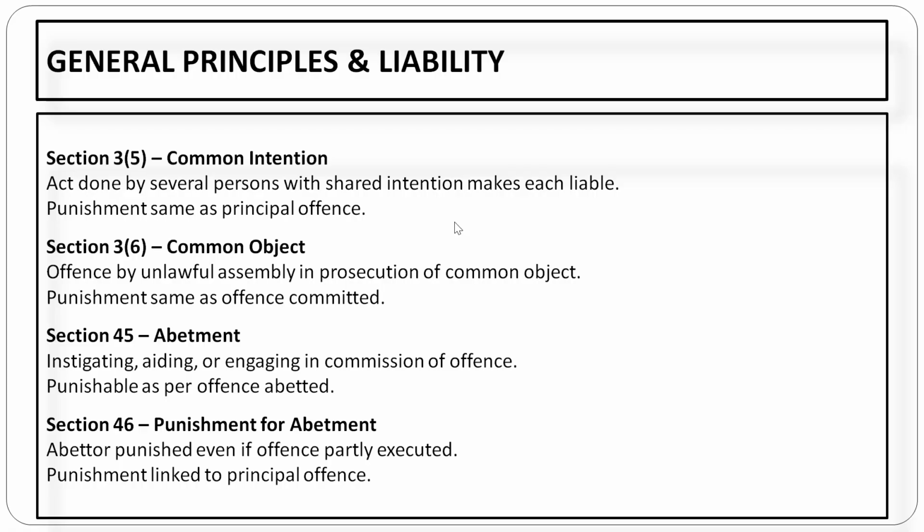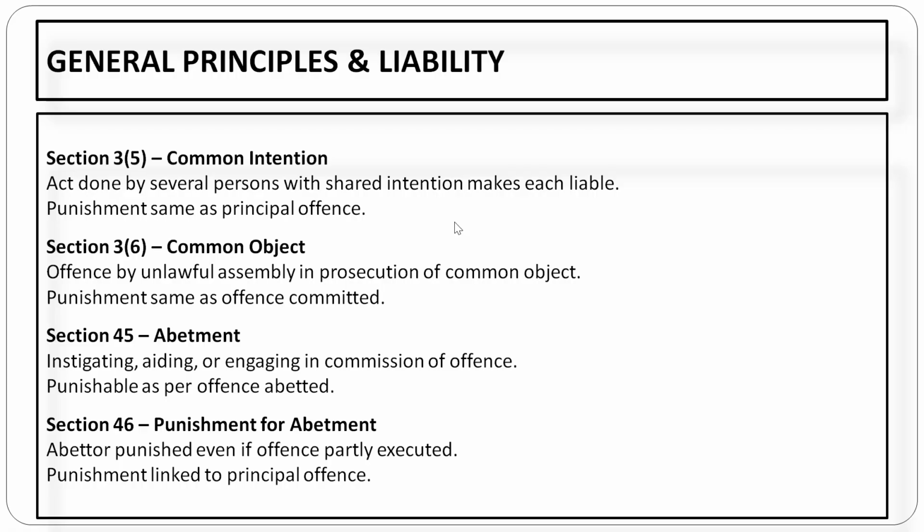The next one is section 3 clause 6. It talks about common object for an unlawful assembly. If a crime is committed by any member of the group in pursuit of the common object, then all members become responsible. It is not necessary that everyone took part in the actual act. Being part of the group with knowledge of the object is enough. The punishment is the same as for the offense committed.